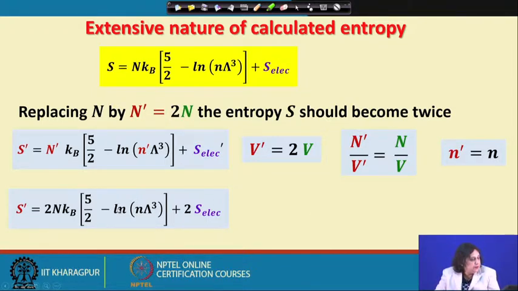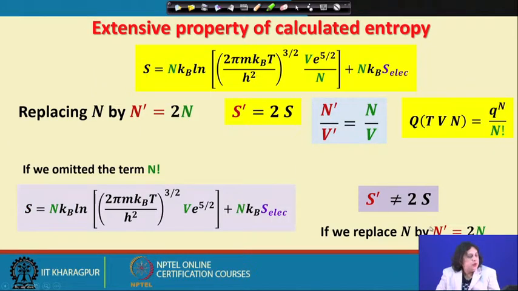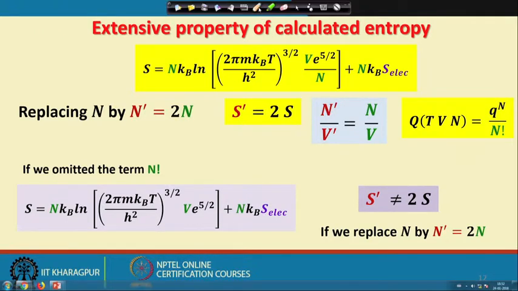And if I now compare the expression for S prime to the expression for S, that is the entropy, we immediately conclude that S prime is equal to 2S. So, as expected, the Sackur-Tetrode equation correctly preserves the extensive property of entropy as derived through the prescriptions of molecular thermodynamics.